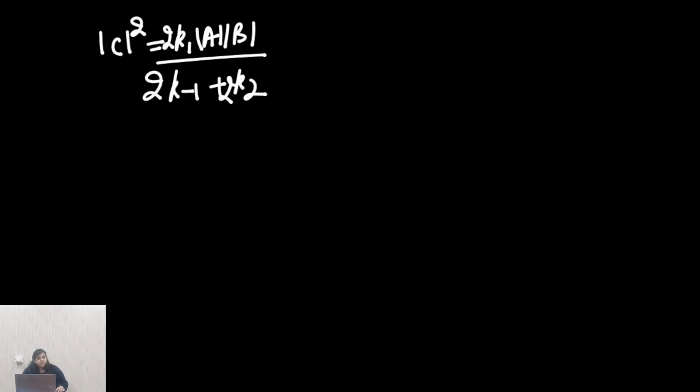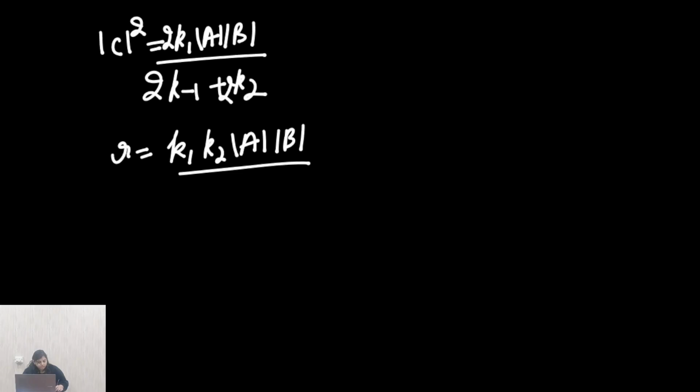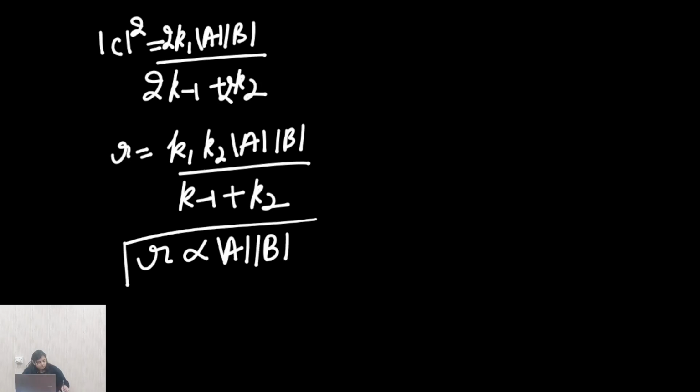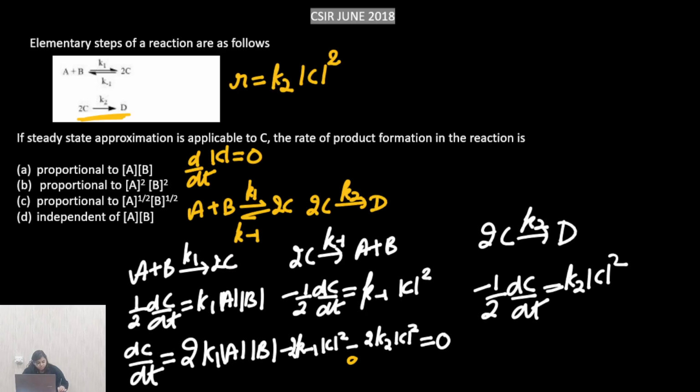So substitute this value in the final rate expression, that becomes equal to K2 times C square. So it becomes K1 times K2 into A into B upon K inverse plus K2. So we are seeing that the rate is proportional to A and B raised to the power of 1 and 1. So this is the answer. The answer matches, it's proportional to A and B, that is option A. It will be the correct answer.